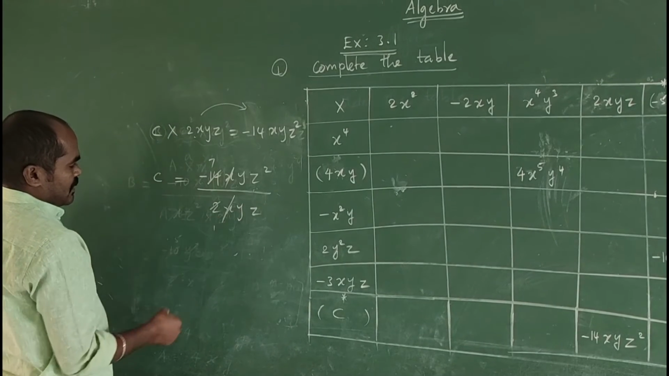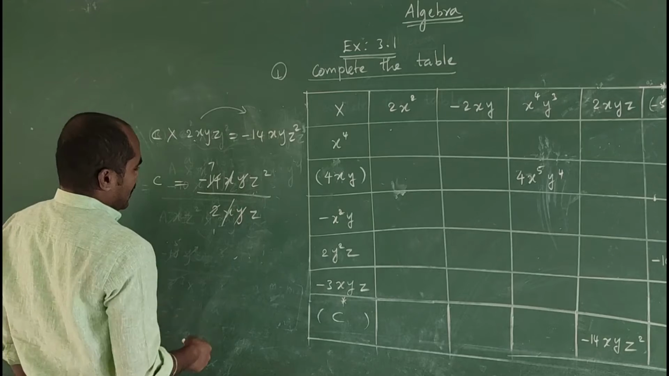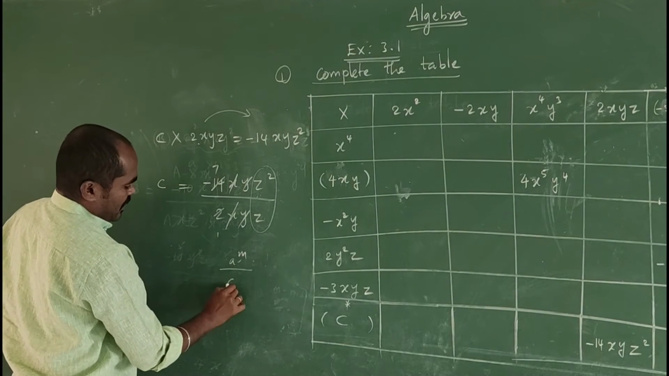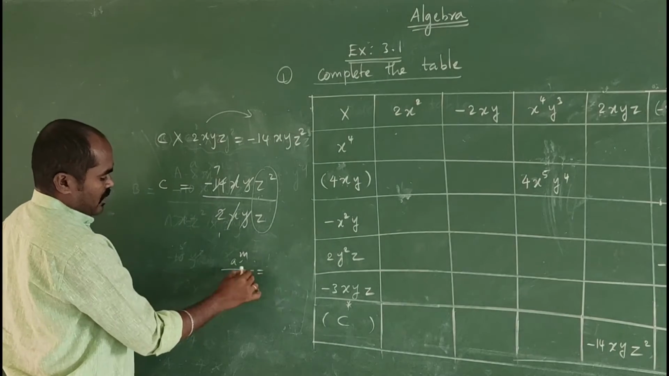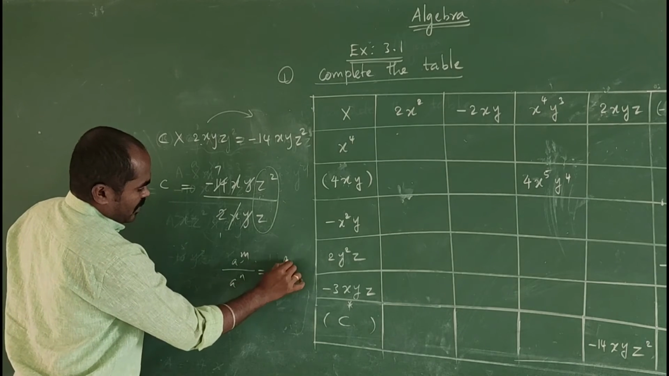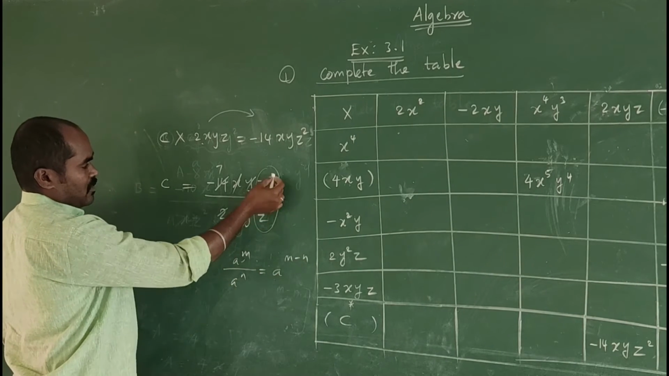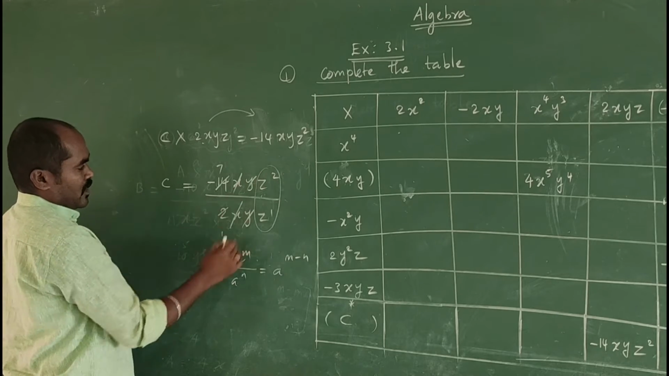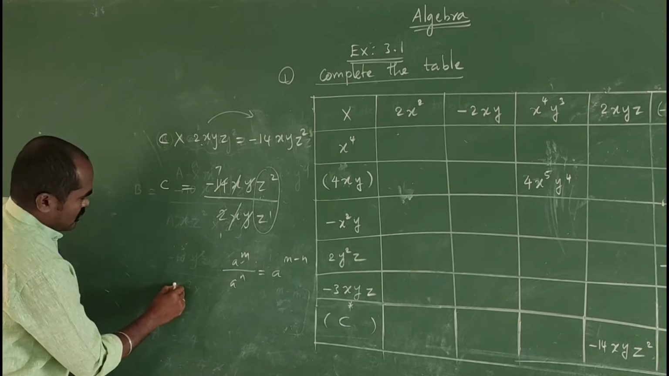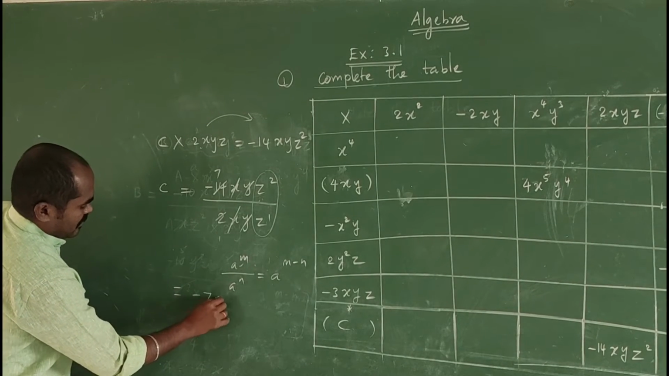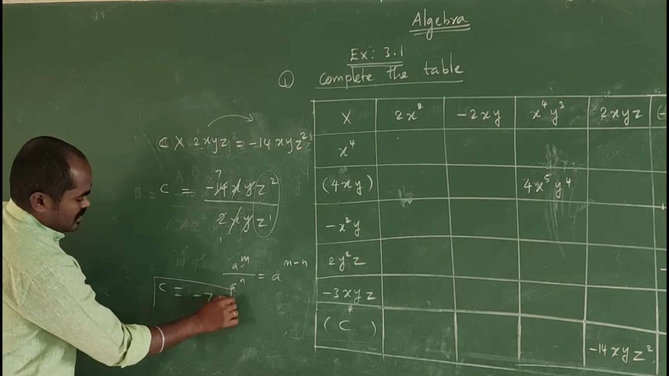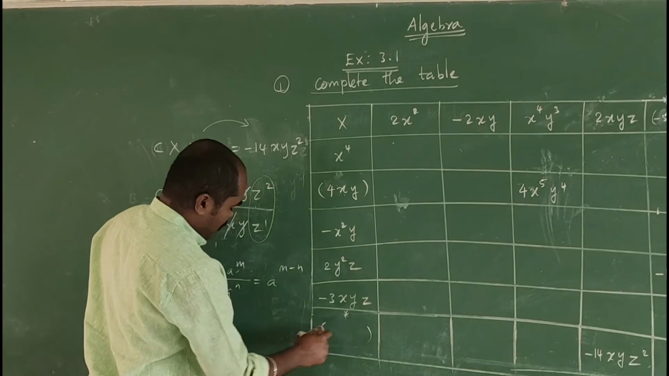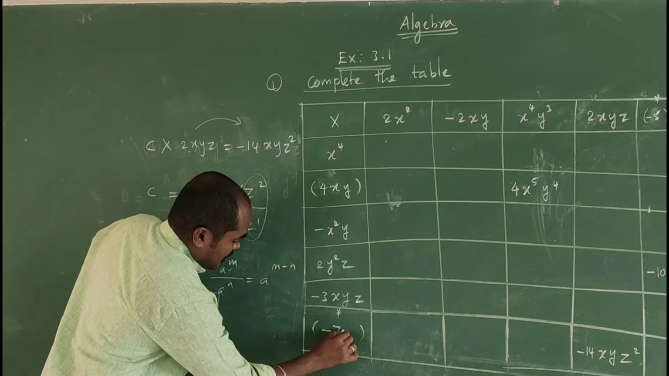x cancel, y cancel. So here we use a power m by a power n exponent. a power m by a power n is a power m minus n. So z power 2 minus 1, this power is 1. z power 2 minus 1 is what? z. So this is equal to minus 7z. So our last unknown is minus 7z. So fill here minus 7z.